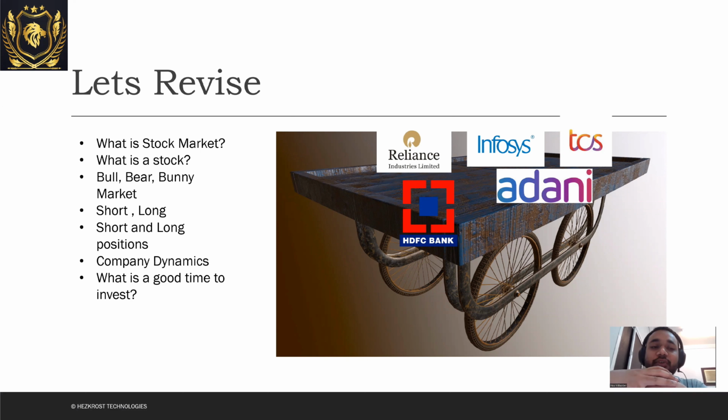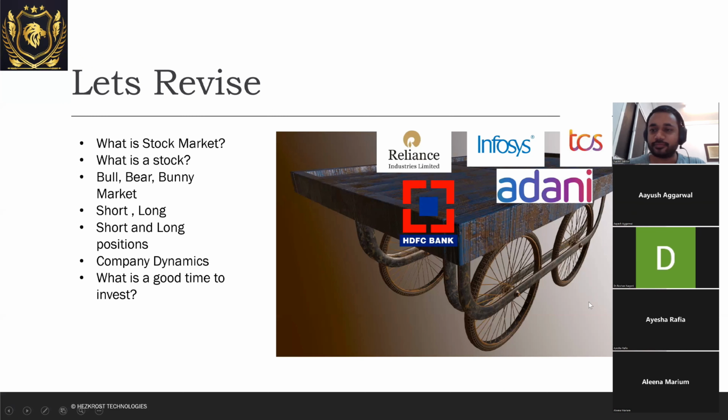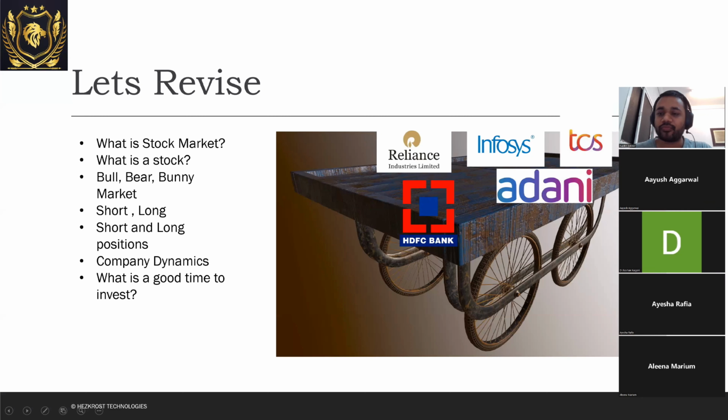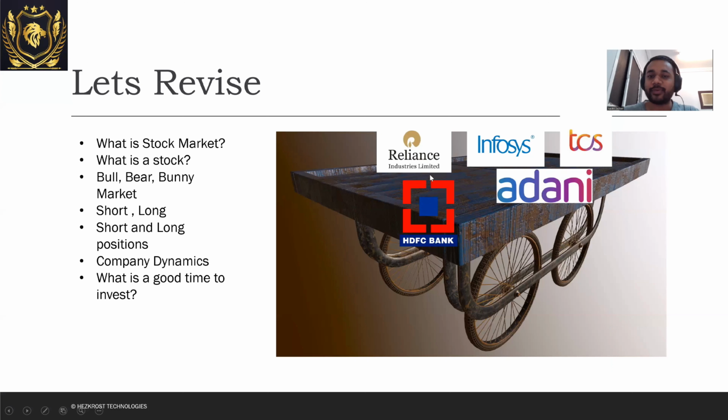Okay, so what was the stock market and what is a stock? Stock market is a place where we can buy or sell. And what's a stock? It's a company share, which is available to the public to buy or sell. Right. So basically, यहाँ पे जो ठेला है, that's a stock market, और जहाँ पे सब्जियों की जगह पे stocks मिल रहे हैं. Okay.